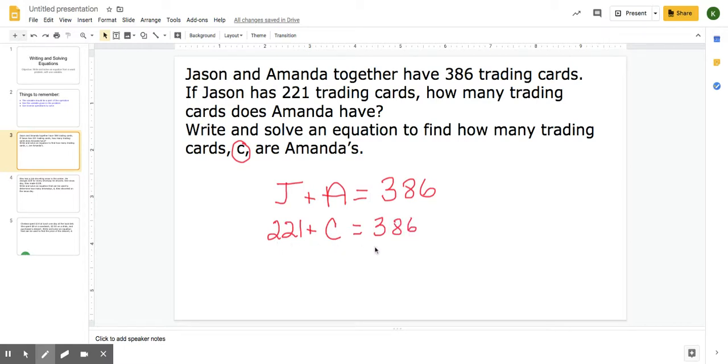To solve this equation, we take a look and see that 221 is being added to the variable, so we want to use the inverse and subtract it from the left side, and then go ahead and subtract it from the right side. These cancel out and we get the variable alone. And then when we subtract 386 and 221, we get 165. So this means that the number of cards Amanda has is 165.